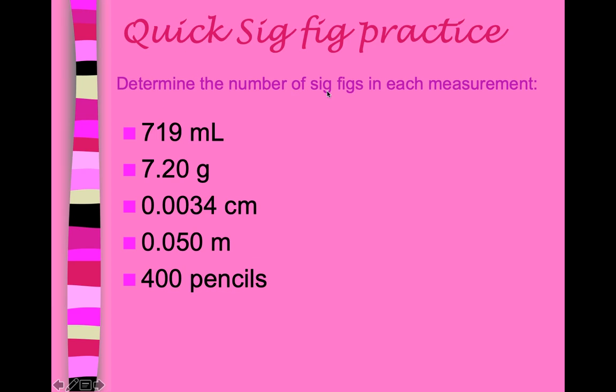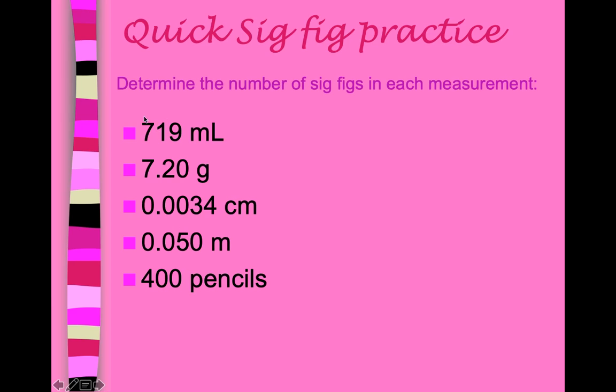So determine the number of sig figs in each measurement. Pause the video and, on the side of your handout, or in your notebook on a piece of scratch paper, figure out how many sig figs each of these has. Pause the video. All right, so I'm assuming that you've already practiced this. If you still haven't practiced it, pause the video again and then come back when you're ready. Let's go over the answers.